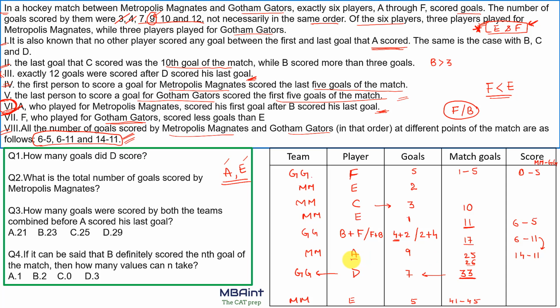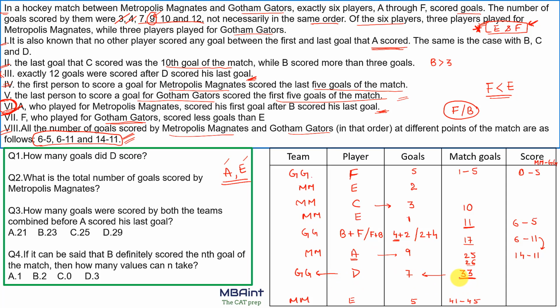And why A only over here? Because we cannot take A after D, because to take A after D we need a number less than 7, since from 33 to 40 we need a number less than 7, and that is not possible from the given combination. So A has to come at this position.